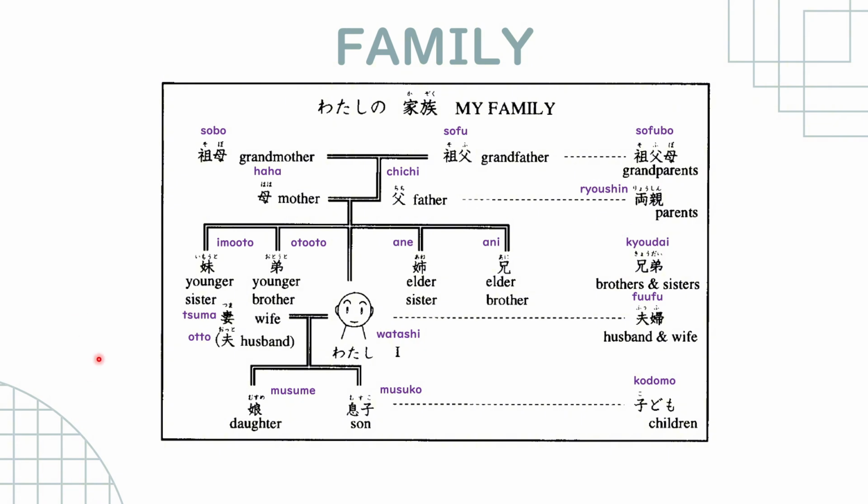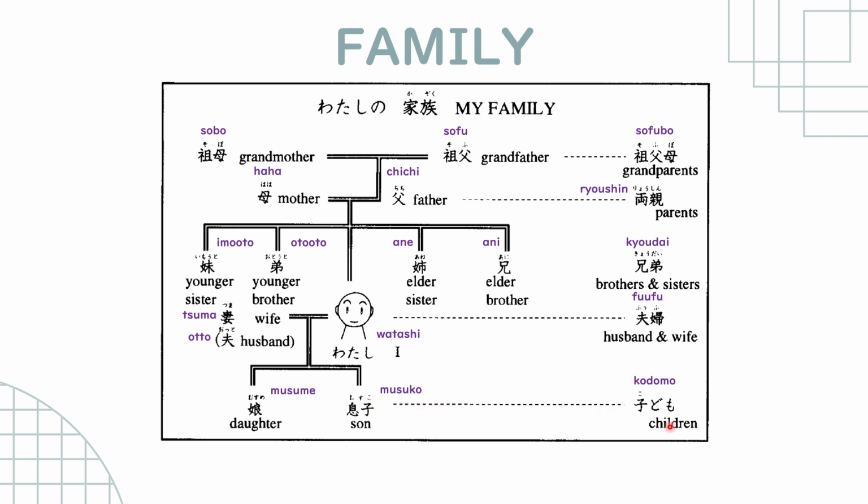Alright. Next is if you have a wife. You call your wife tsuma. If you have a husband, you call your husband otto. This is you, watashi. And husband and wife, if you're referring to your own self, your husband and you, your wife and you call yourself fufu. You're a married couple. Okay? If you have a daughter, you call your daughter musume. Watashi no musume. If you have a son, you call your son watashi no musuko.